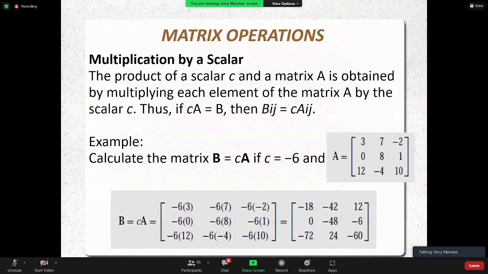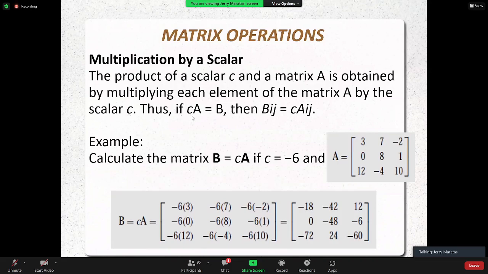Again, I believe we have no problem with this matrix operation. Now let's proceed to matrix multiplication. Let's start with multiplication by a scalar or a constant value. The product of a scalar or constant value C and a matrix A is obtained by simply multiplying each element of the matrix A by the scalar value C, or the constant C.